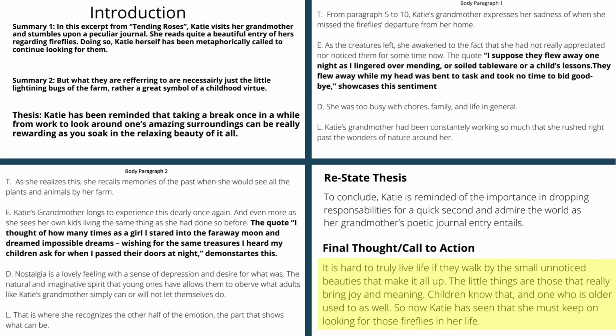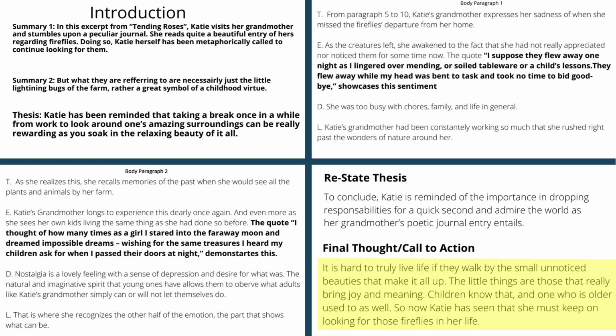When you get to the final thought or call to action section, congratulations, this means you're about done with your essay. And all you really need to do here is leave the reader with something to think about or maybe challenge them, which would be the call to action section. In this example, the writer just left them with a final thought.